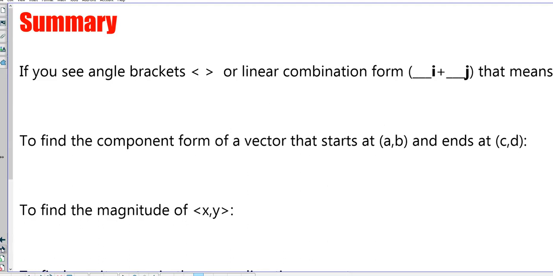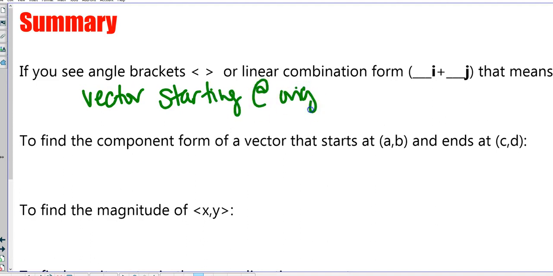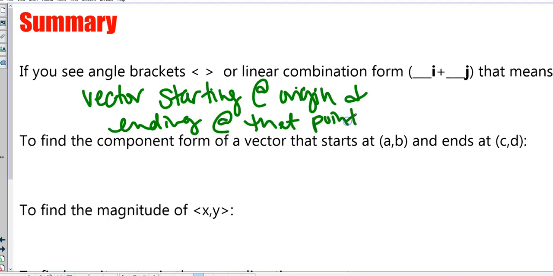Okay, so let's do a little bit of a summary. If you see angle brackets, again, you do not need to write this down unless you want, whatever is helpful for you. So if you see angle brackets or linear combination form, that means we have a what? Vector starting where? Yep. And ending, yeah. And put at that point, right? Whatever we have there, okay?